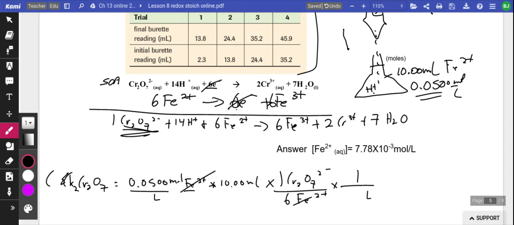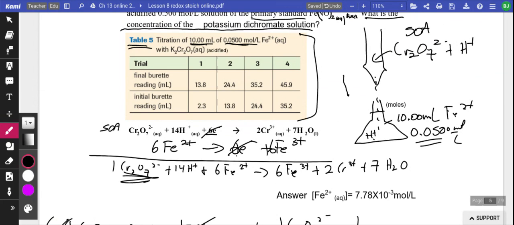Where do I get the liters of dichromate? From the table. So we are titrating this with dichromate, and we have all these volumes. So the first titration, we started at 13.8 and we finished at 2.3. So what volume did we use? 11.5. Okay, and you remember from acid-base titrations, you get all your volumes. So this one is 10.6, 10.8, and 10.7. I hope I did that right.